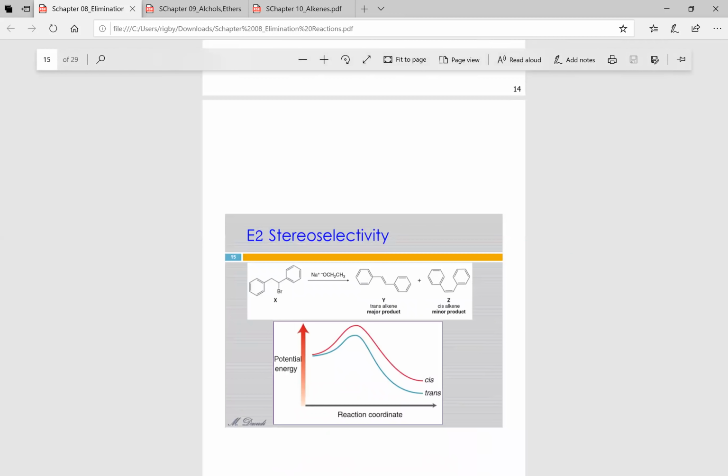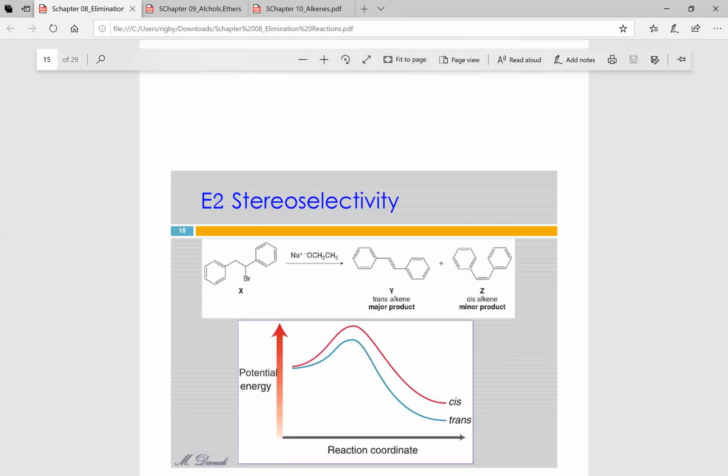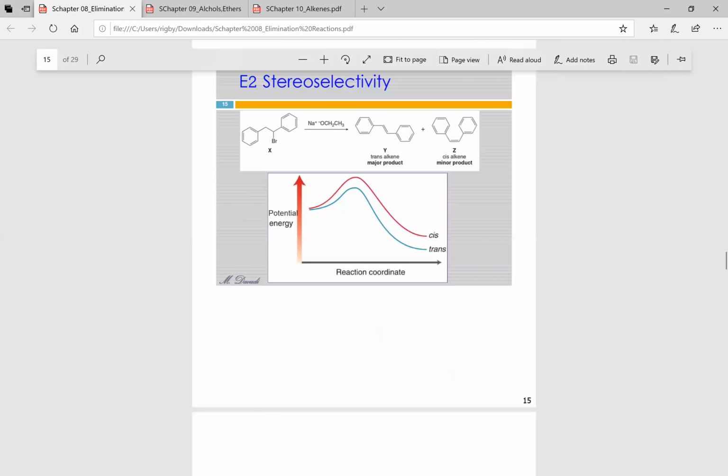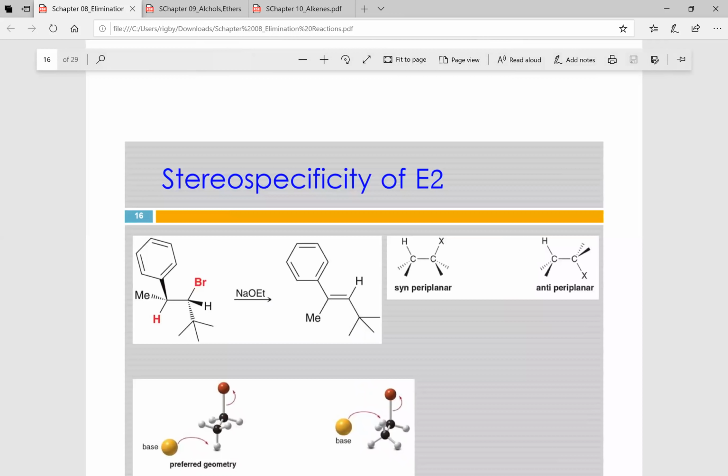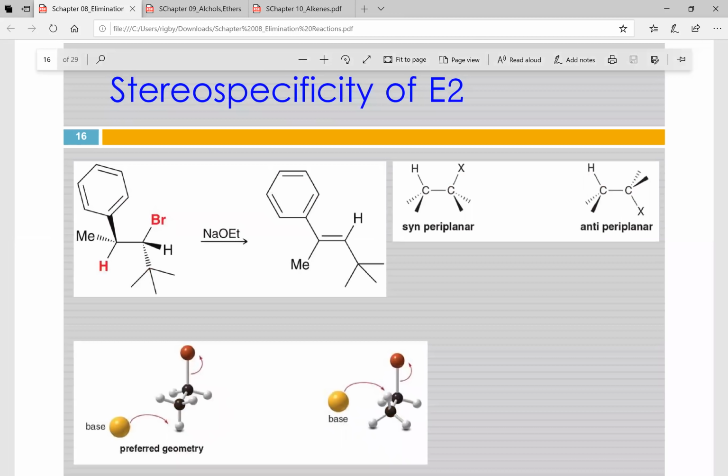So the way that E2 works is that it's going to, again, try and make the most stable product possible. But what's also important about it is that it's going to eliminate things anti-periplanar. And what this means is you're basically going to eliminate things that are opposite to each other. So we can see here that this hydrogen is up, this X is up, so they're syn periplanar. They're on the same side. Anti-periplanar, hydrogen is up, the leaving group is down. They're on opposite sides, so they're anti-periplanar.